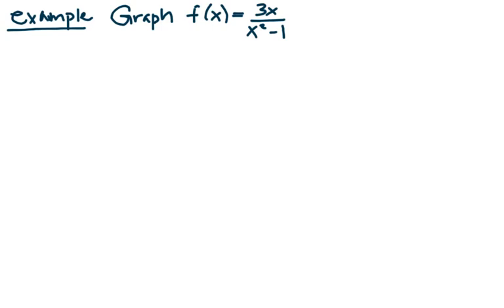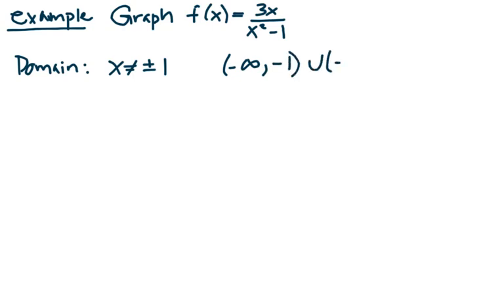So first let's talk about the domain. The domain is all the valid inputs. We've got 3x over x squared minus 1. So the domain is going to exclude any points that make the denominator 0, which are plus or minus 1. So x can't equal plus or minus 1. Our domain is minus infinity to minus 1, union minus 1 to 1, union 1 to infinity.